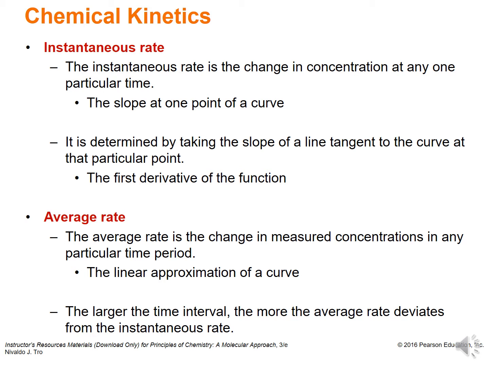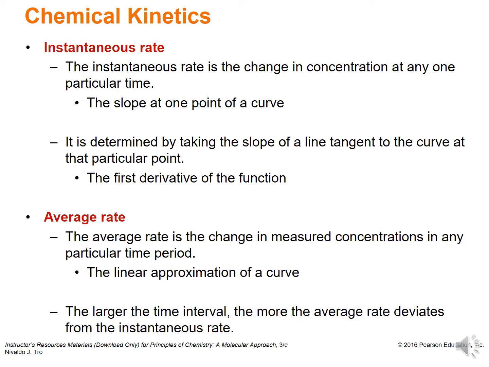Another rate that we'll talk about is the average rate. Rather than being at any given instant along the slope of the concentration time plot, the average rate is the change in measured concentrations in any particular time period. So we've got two different times, and we're going to average the rate across those two times. This is therefore a linear approximation of a curve.